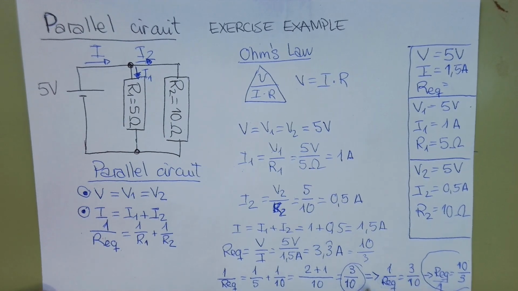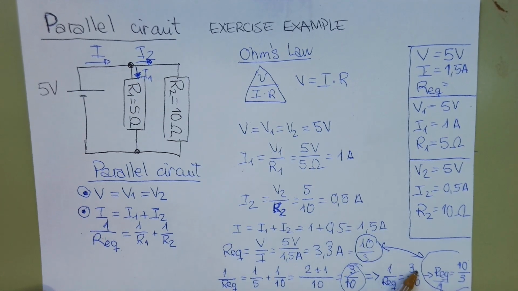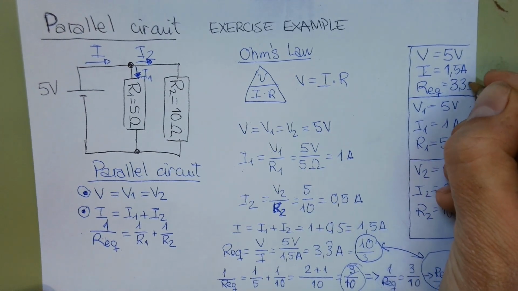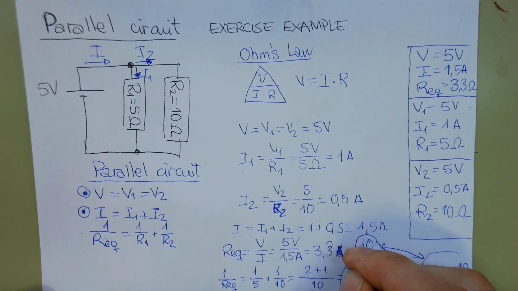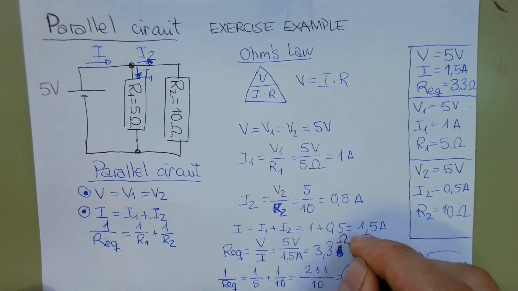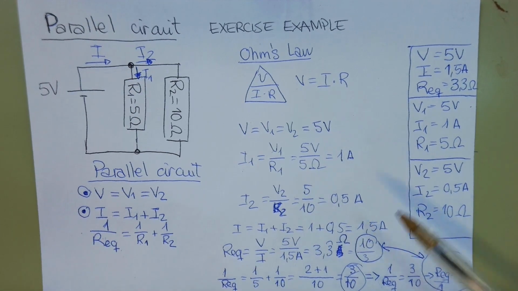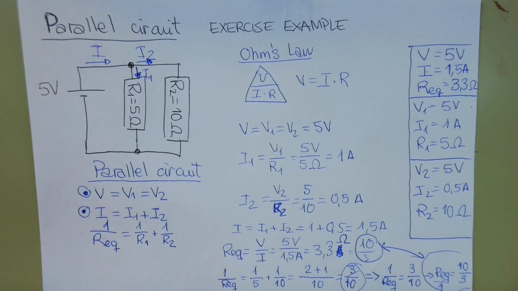So my calculations are correct because the value of the equivalent resistance is 3.3 ohms. This is not amps, this is ohms because it's the value of the resistance. The ampere is the unit for the current. And this is the end of the exercise.